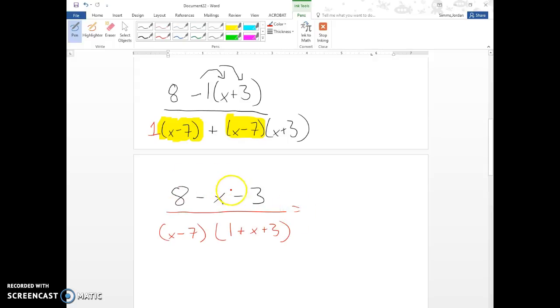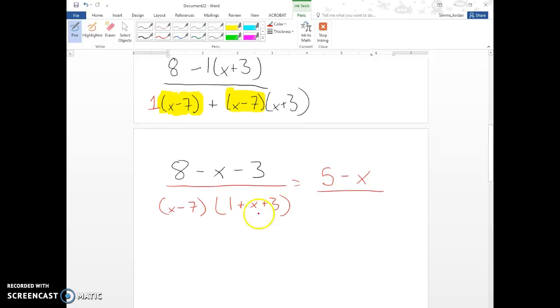Numerator now, we can combine some like terms. I have 8 minus 3, which is 5. 5 take away x, I'll just leave it like that. You could also write negative x plus 5, doesn't matter in this case. And then down here now, we can combine some like terms. I have 1 plus 3. So I have x minus 7, and then I have x plus 4, right? Because 1 plus 3 is 4. And that's it. That's as simple as we can get it.